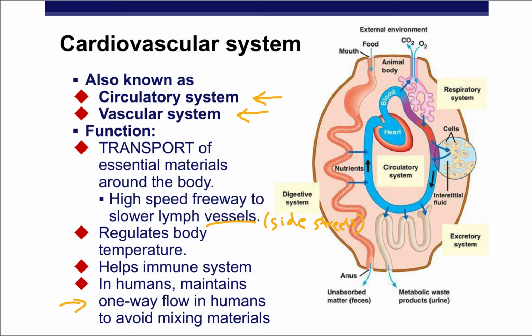Okay, so that one-way flow is a really critical innovation in humans that's not found in all animals, which is what allows humans to be as complex as we are, to have oxygen-eating brains. Our brains burn a lot of oxygen to allow us to be as big as we are.